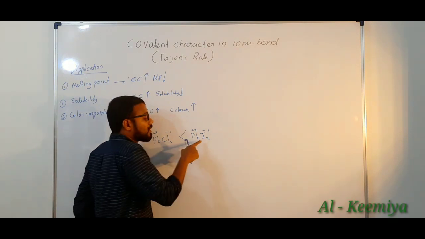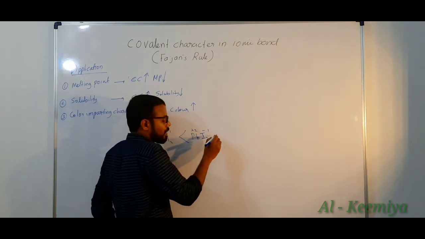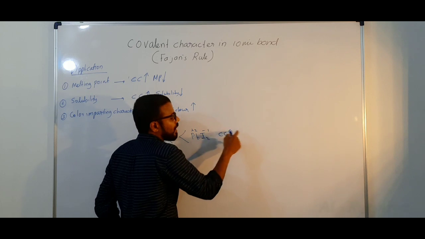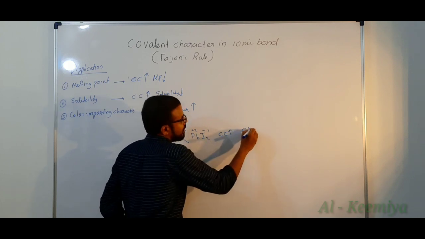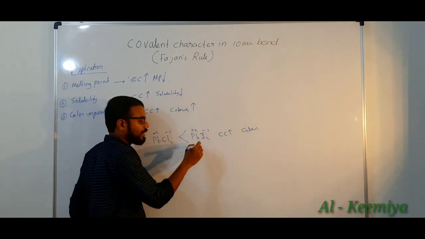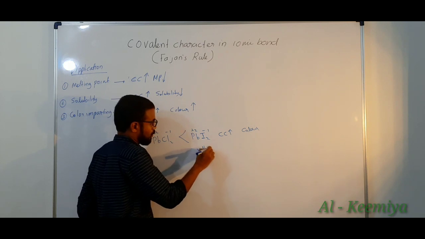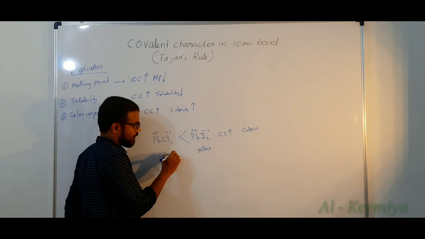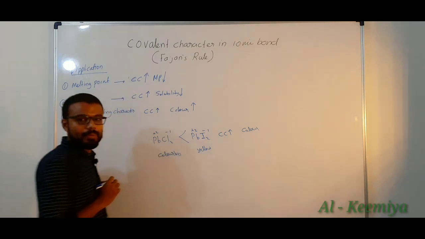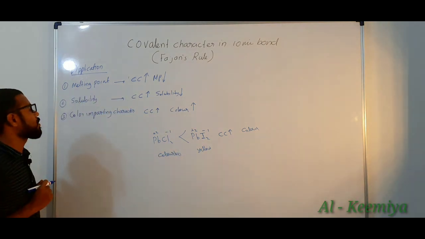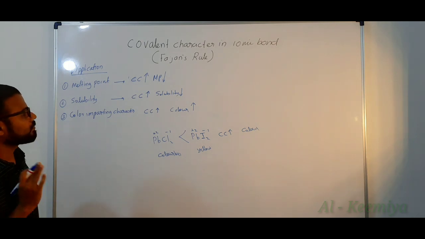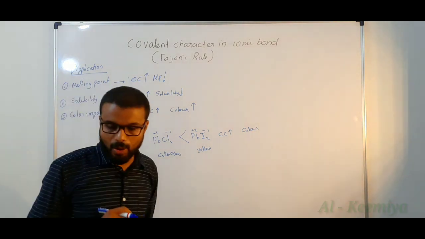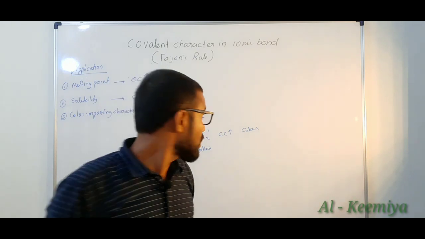So higher the size of the anion, the covalent character here is more. Higher the covalent character, the color character is also in the same order. PbI2 color is yellow, and PbCl2 is colorless. So these are the applications of covalent character in ionic compounds.